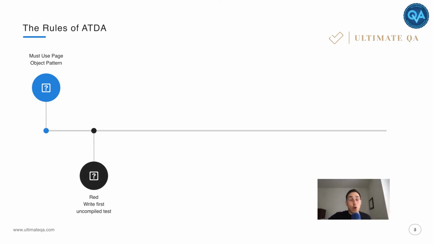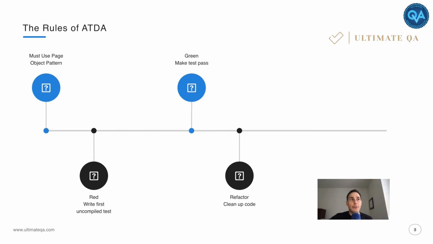After you know that initial rule and you make your tests using the page object pattern, there are 5 iterations that you're going to go through in your test automation that will develop your entire automation framework. So first, you're going to enter the red phase. In the red phase, you write your first uncompiled test. In the green phase, you will make that uncompiled test pass. Next, you'll enter the refactor phase where you're going to clean up the code.